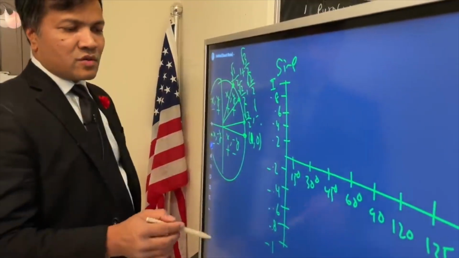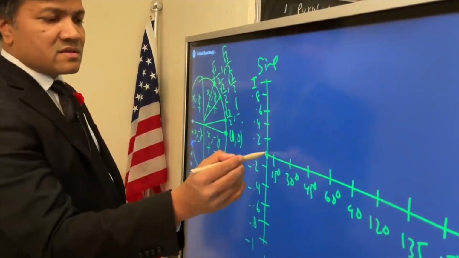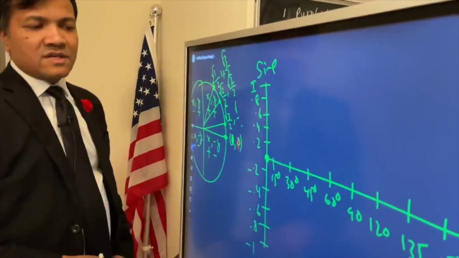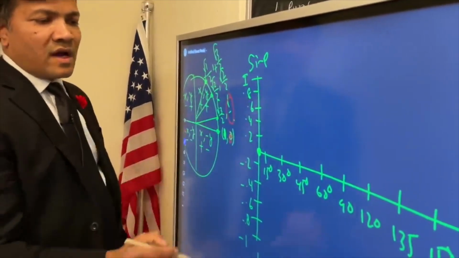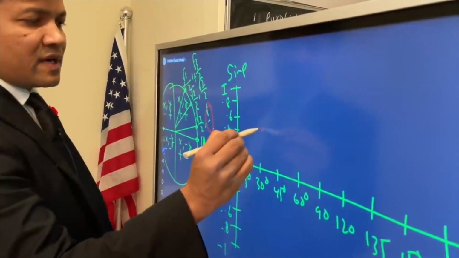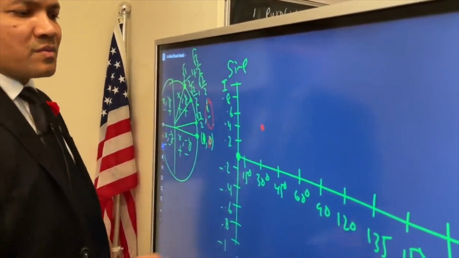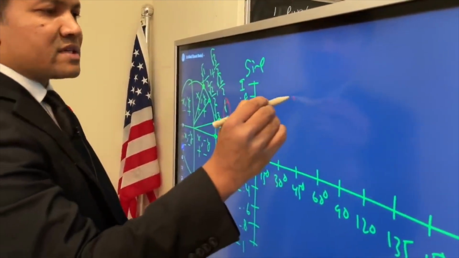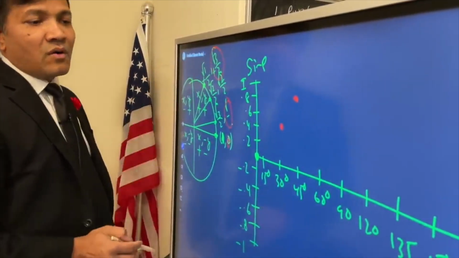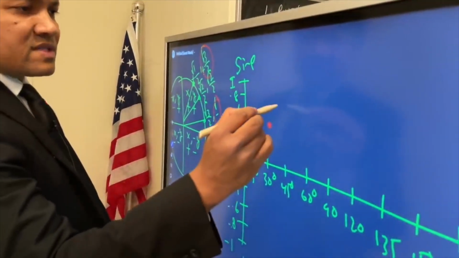So all right, there is now 15 degree. Sine 0 degree is 0, and how do we know that? Right here. Sine 30 degree is 0.5. What is 0.5? 0.5 is right here. Sine 45 degree is square root of 2 over 2, which is about 0.7.